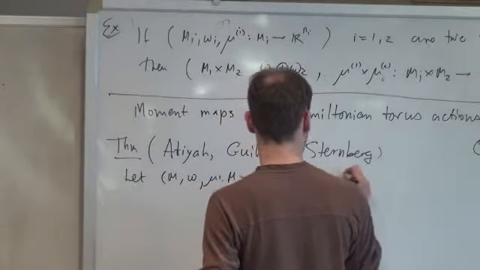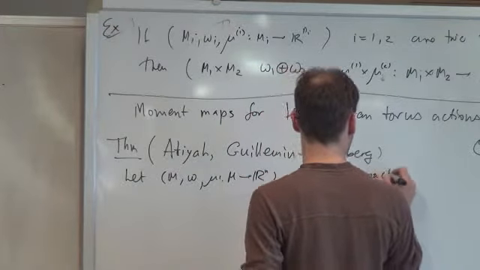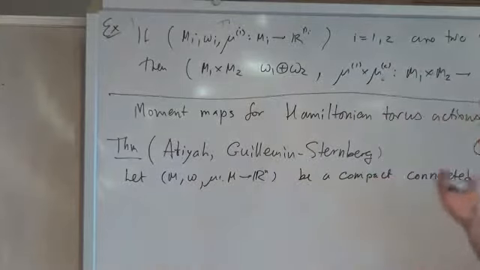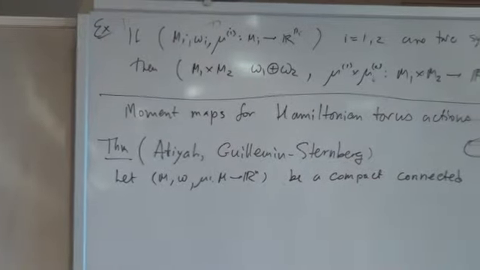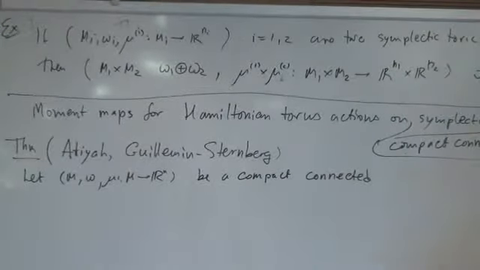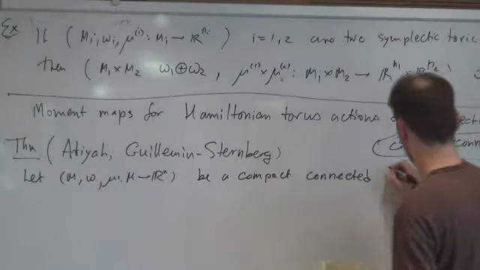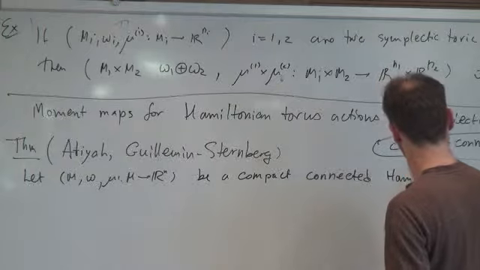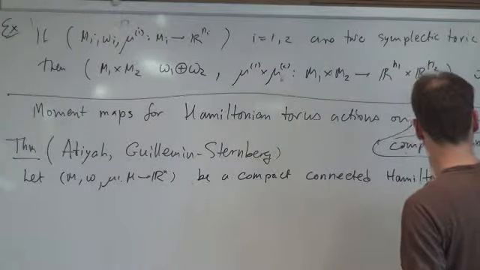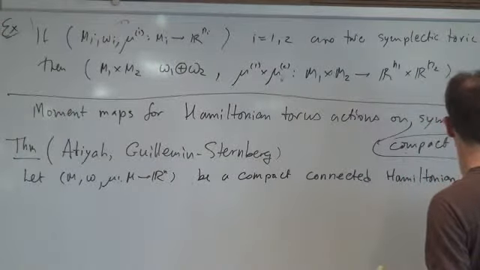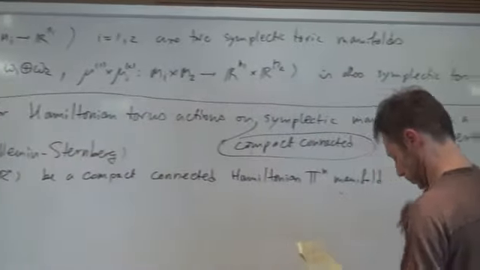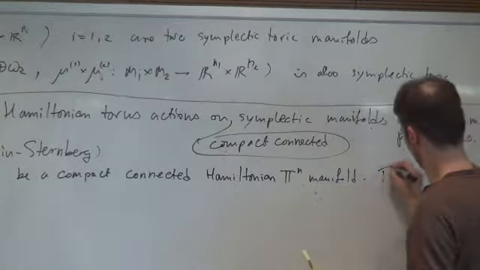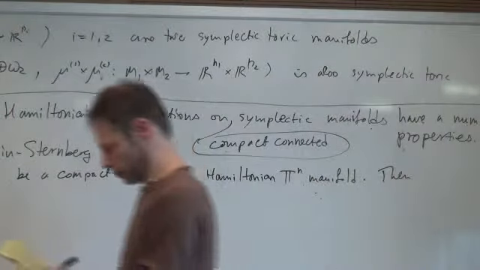Be a compact, connected Hamiltonian T^n manifold. Connected is not a serious assumption, you can always do it component by component. The compactness is important. Then two things.